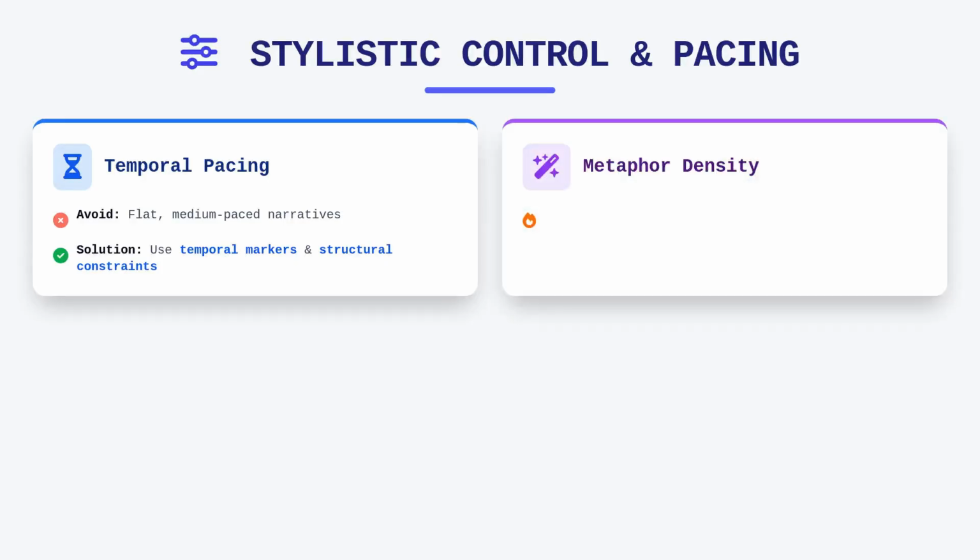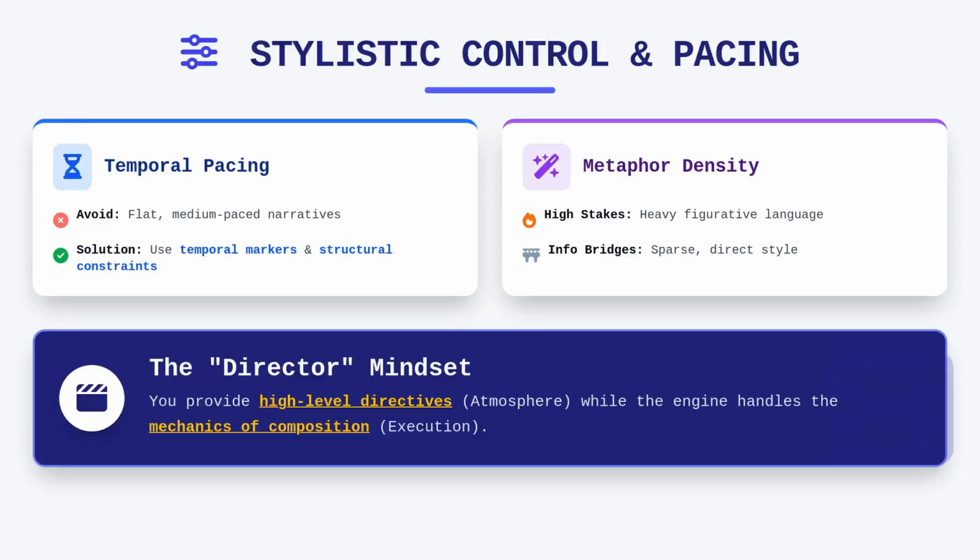Metaphor density follows a similar logic. You can instruct the model to increase its use of figurative language in scenes of emotional high stakes while demanding a sparse, direct style during informational bridge sections. This separation between the atmospheric goal and the granular action allows the model to shift its stylistic output without losing the logical thread of the plot. You are effectively acting as a director on a film set, providing high-level directives while letting the under-the-hood engine handle the mechanics of descriptive composition.